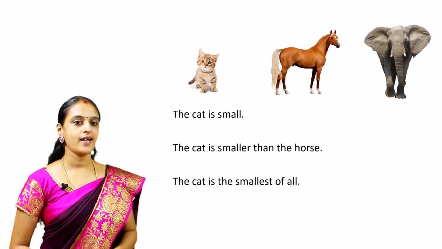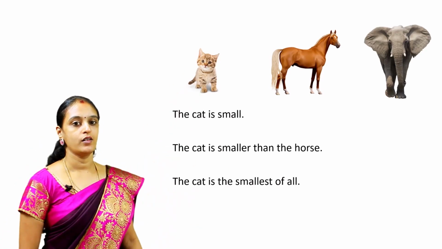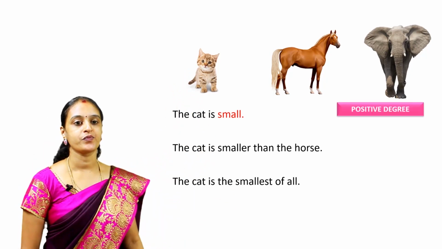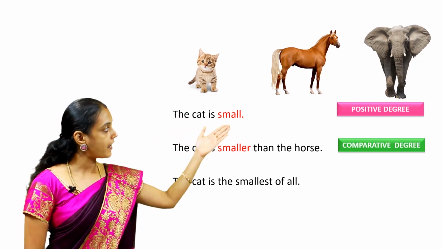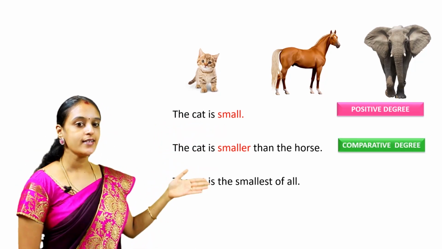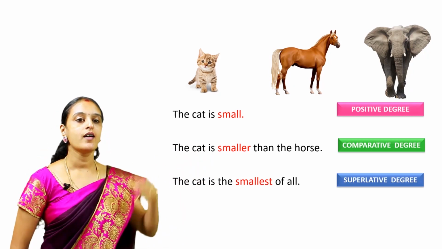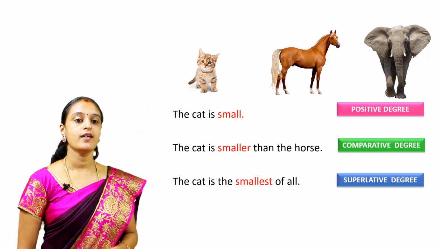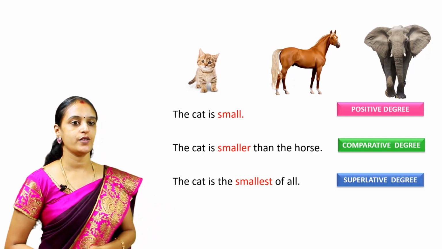To identify whether the sentence is in positive, comparative or superlative, there is a simple tip. Just have a look at these three types of sentences. The cat is small. It is in the positive degree. The cat is smaller than the horse. It is in the comparative degree. The cat is the smallest of all. It is in the superlative degree. Here, small is the positive degree, smaller is the comparative degree, and smallest is in the superlative degree.